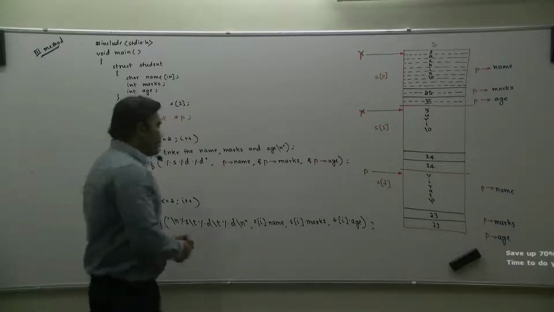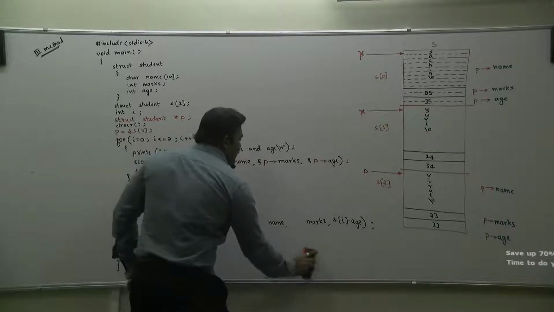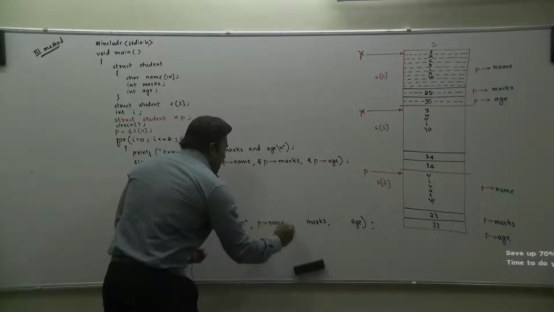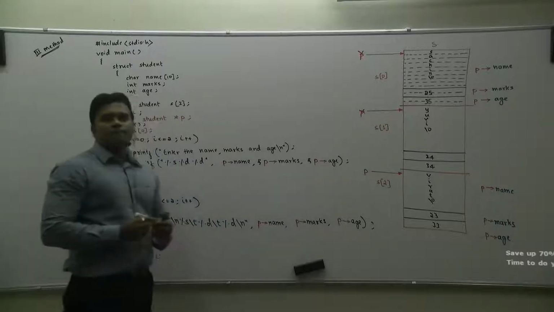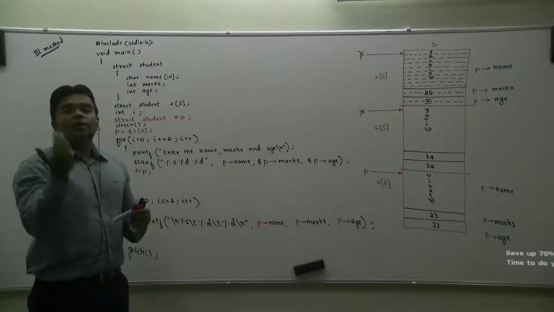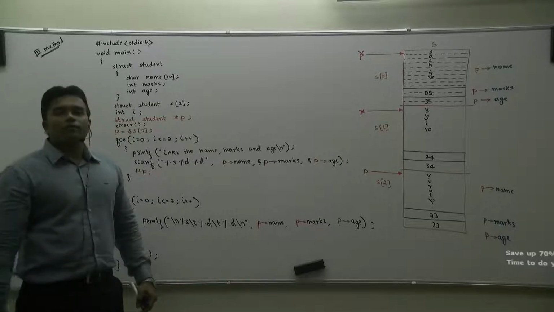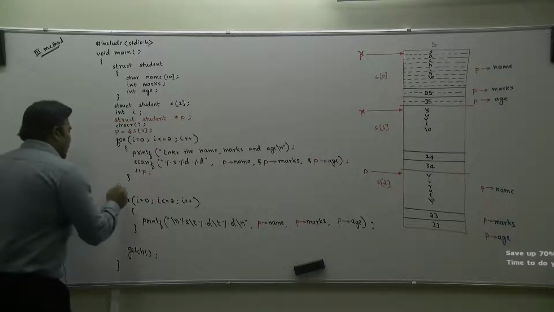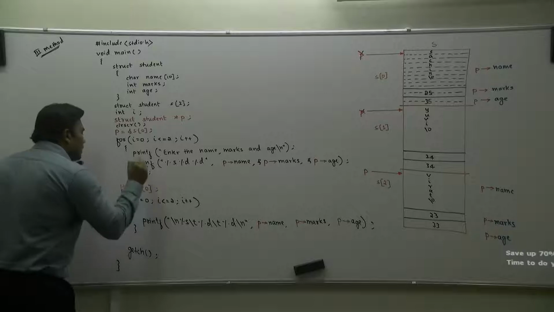If you simply, foolishly, take out s of i, s of i, s of i, and tell it as p arrow name, p arrow marks, p arrow age, that would be meaningless. Your pointer would have proceeded ahead, so all the data will not get printed. It will start printing from there onwards, and go off into the garbage region. In other words, I will tell again for the pointer, give the address of the 0th student. Like this I will tell.